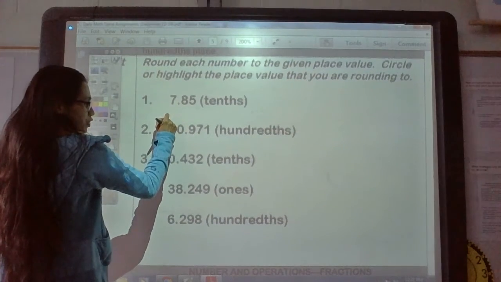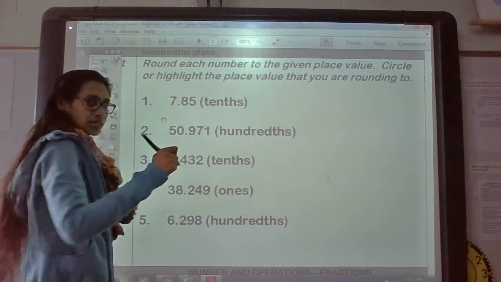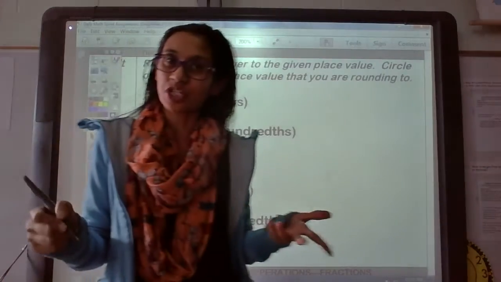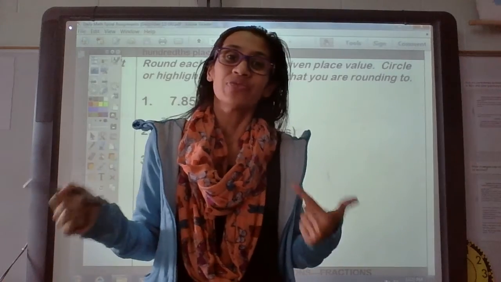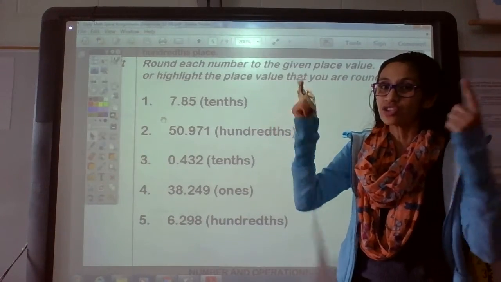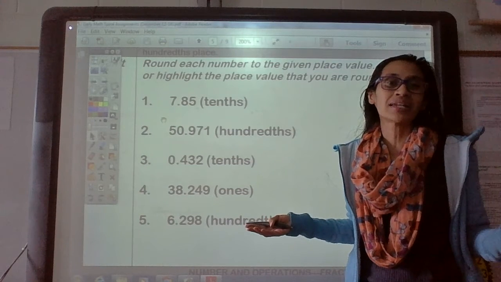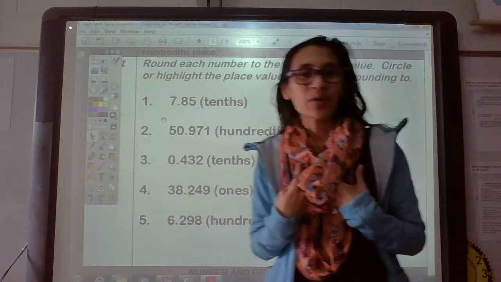So looking at the problems we have here. Now, last week, I underlined which place you are rounding to. This time I did not do that. I gave you the actual place value and you have to determine which digit that is. But if you need help, I'm right here to help you.